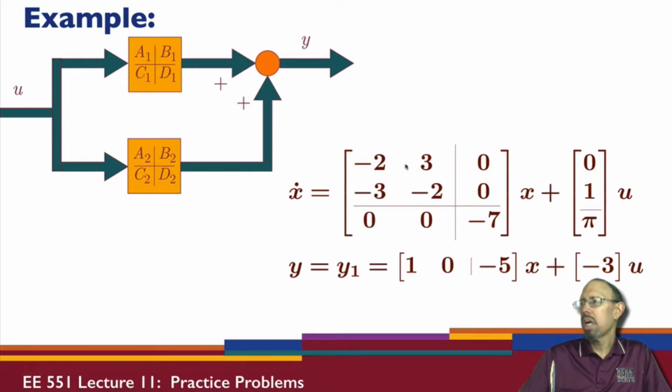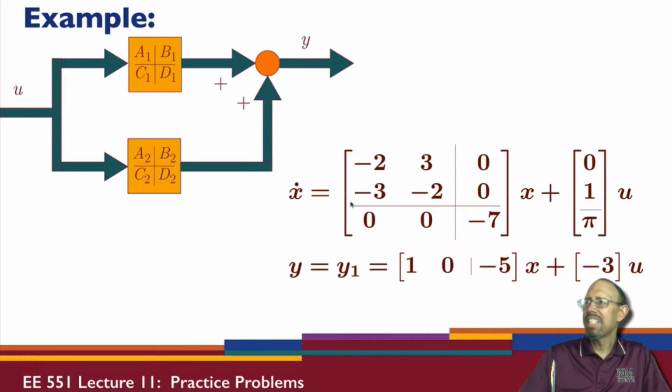So notice it's block diagonal. And so here's my A matrix, B matrix, C matrix, and D matrix. And that's the form we get. So this is an example of how to take a system like this and create an overall state model.